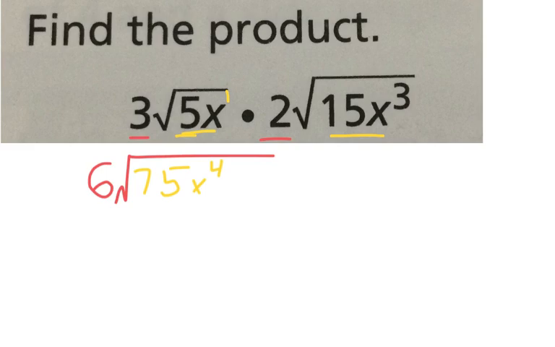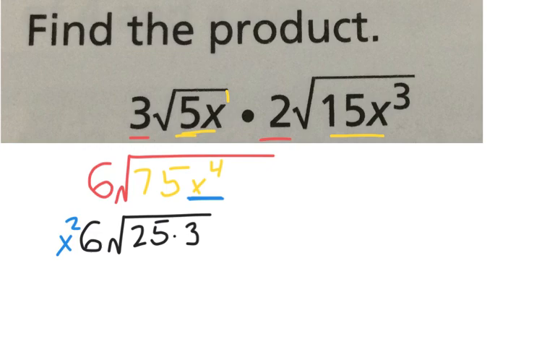So the square root of 75, is that a perfect square? No. Can I write it as a perfect square times a number? 25 times 3. So I've got a 6 out front. I'm going to rewrite this as 25 times 3. What about x to the 4th? I can take the square root of x to the 4th. That will come outside the radical as x to the 2nd. So I've got 6x squared.